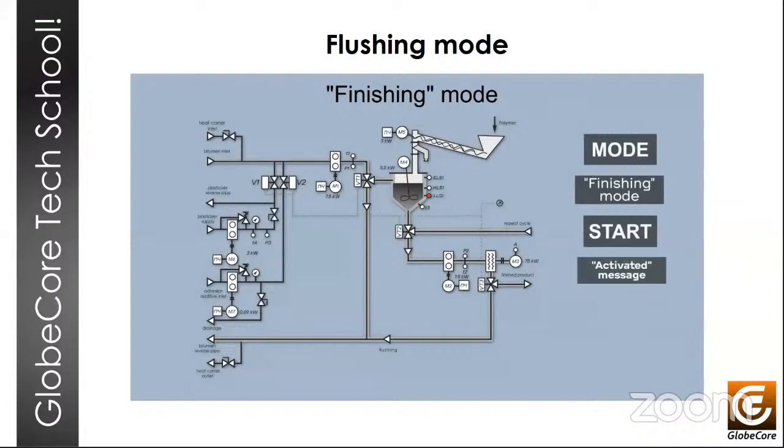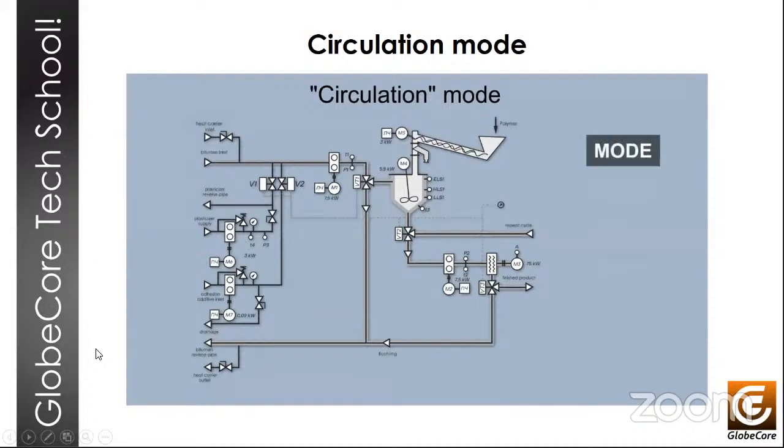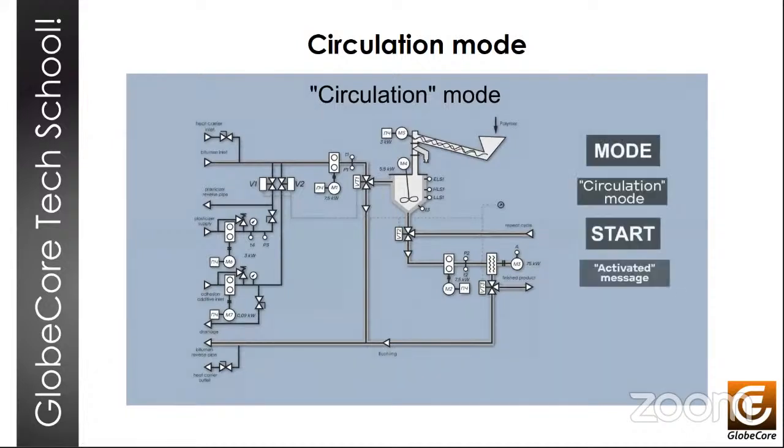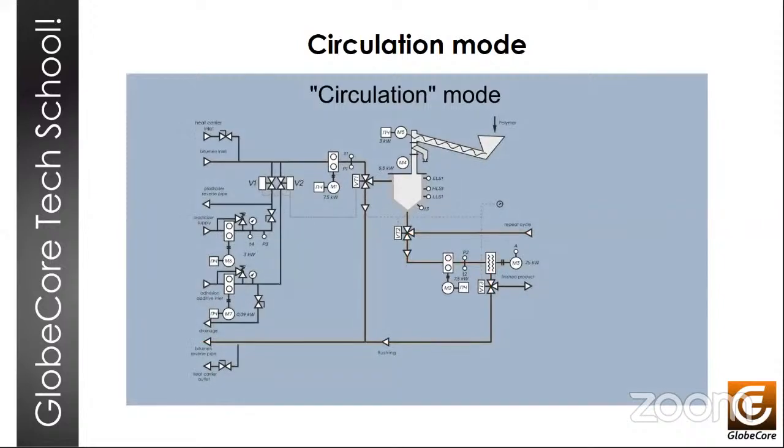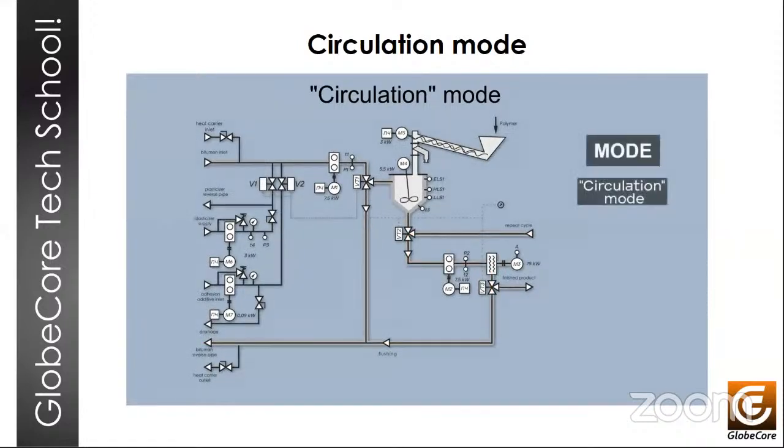Next slide, please. Thank you. So this mode is used if it's necessary to run the polymer modified bitumen from the finished product container once again through the mill, circulated. So we select circulation mode using the mode button. As usual, press the start button.